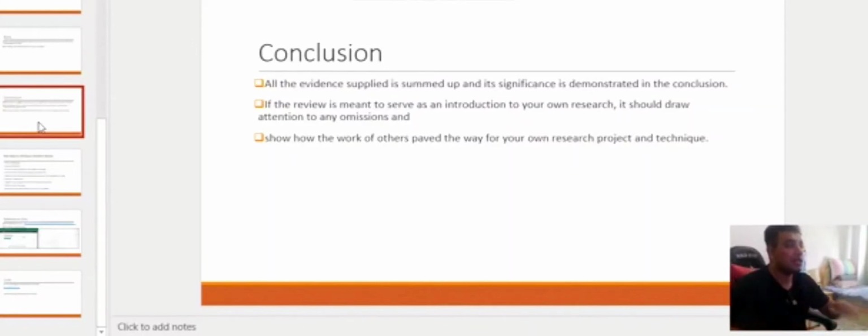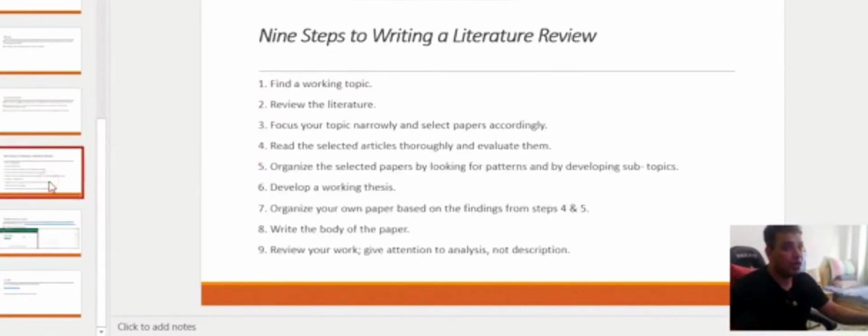Now we will study the 9 steps of writing a literature review. The 9 steps to write a good literature review are: first, you have to find a working topic. If you don't know what you are working on, it's really difficult to write a literature review. First, talk with your supervisor, with your colleagues in the lab, or anyone working as a researcher. So you first find a working topic.